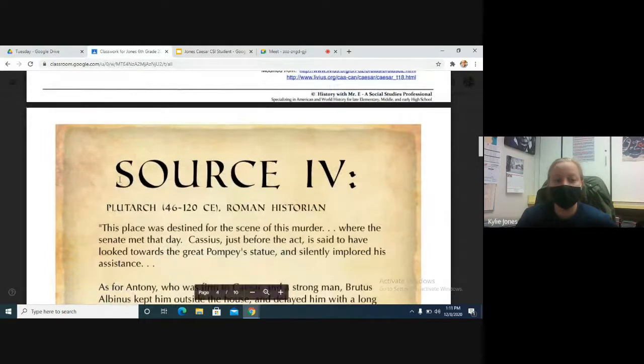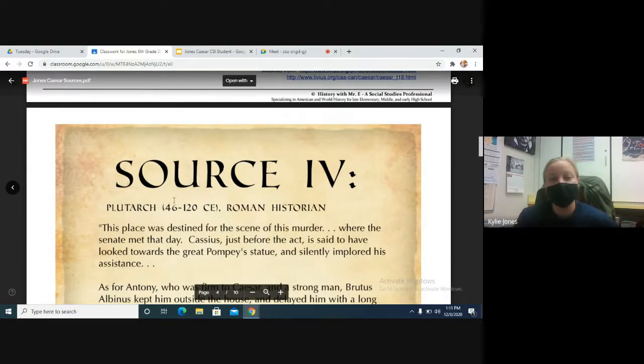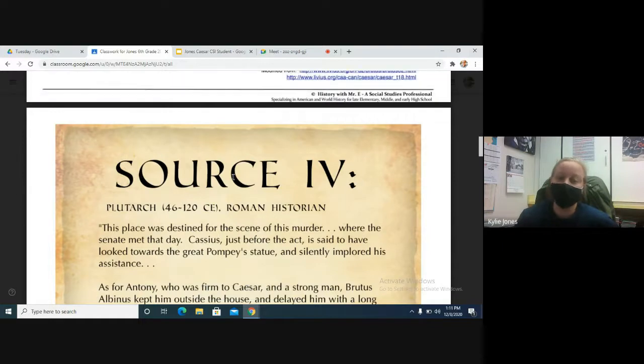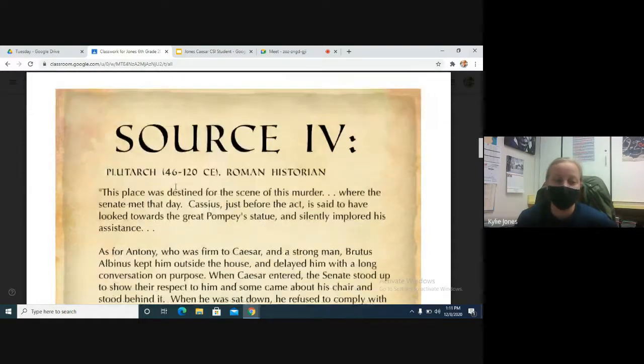So he probably lived in Rome after it happened, and now he is studying what happened during that day, and we're going to hear a description of what happened at the scene of the murder. Okay? By Plutarch, whoever Plutarch is. So source number 4 is written by Plutarch. He was alive from 46 CE to 120 CE. So this is about 100 years after, maybe 120 years after Julius Caesar was killed.